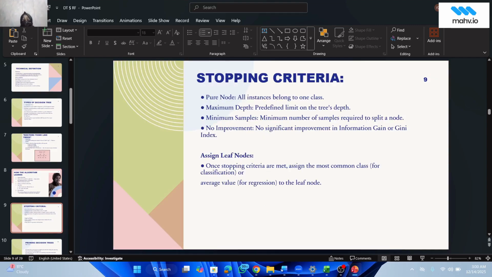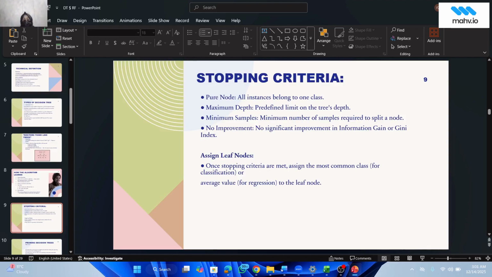The stopping criteria are: all instances belong to one class, a predefined limit on the tree's depth, a minimum number of samples required to split a node, or no significant improvement in information gain. If these conditions are met, the tree just stops. Then we assign leaf nodes.